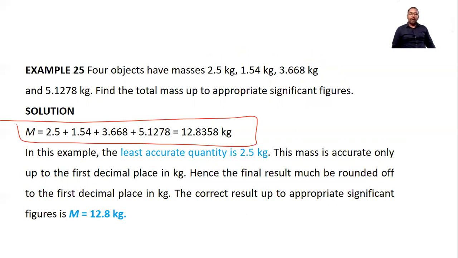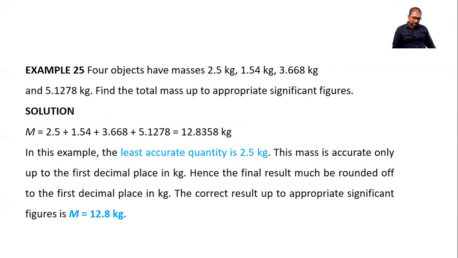12.8358. Now, how many significant figures must the answer have? We already learned the rule. We have to look at the least accurate quantity, and it is 2.5. If you see the least accurate quantity, after the decimal point there is only one number; only 5 is written. So here also, after the decimal point, we have to keep only one number. So we have to keep the answer up to this, and we have to drop these 3.